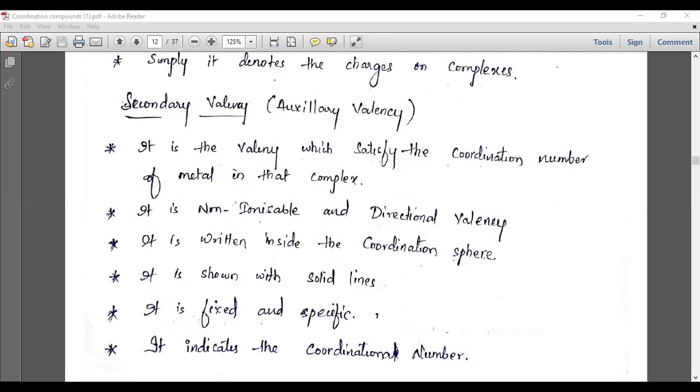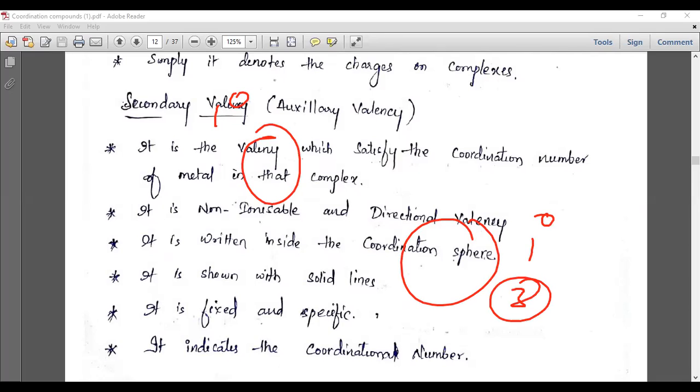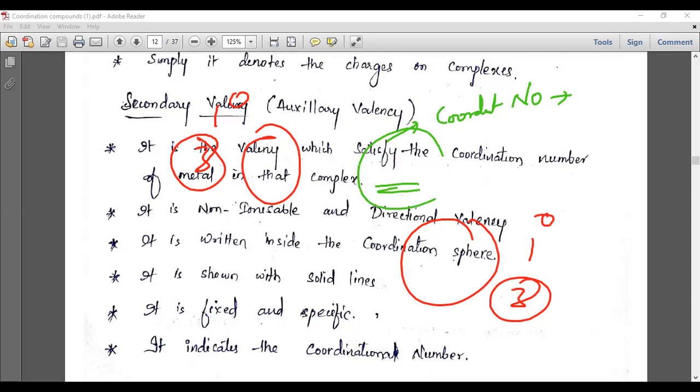The primary valency is nothing but that which is outside the coordination sphere. This is our primary valency. And how many are there? 3 chlorines are there. That means the primary valency is 3 here. Here also 3. Then what about the secondary valency? The secondary valency is nothing but simply the coordination number. What is the coordination number here? The 6 ligands are there inside the coordination sphere. So it is our secondary valency, that is the 6 coordination number.